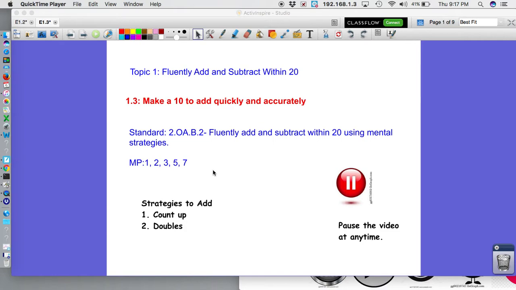And so far we have discussed two strategies to add. The first one was counting up, and the second one was to use double facts to help us add near doubles. At any time during the video, if you need to, please pause the video.